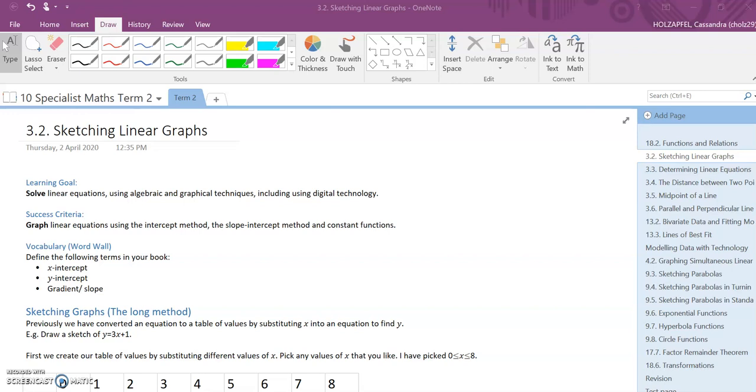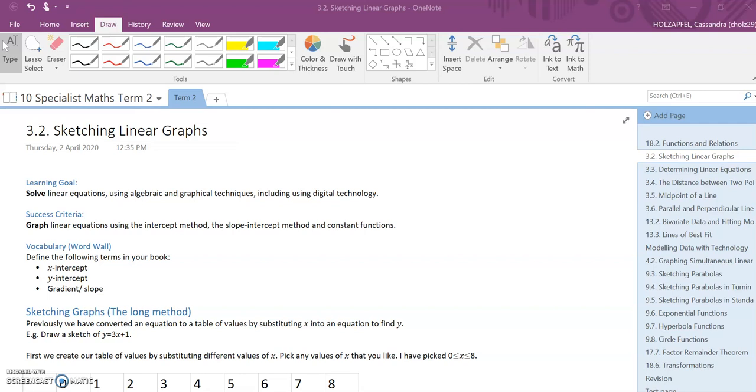So specifically, we're going to be solving linear equations primarily using algebraic and graphical techniques. So really focusing on those graphical techniques. To do that, we're going to graph linear equations using one of three different methods. We've got the intercept method, the slope intercept method, and graphing constant functions.